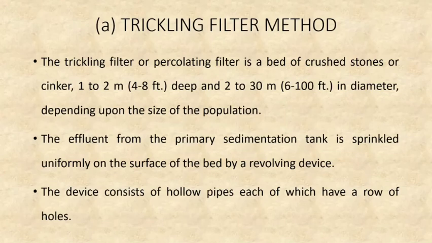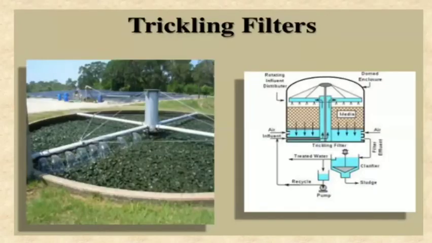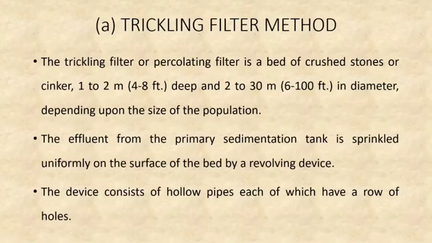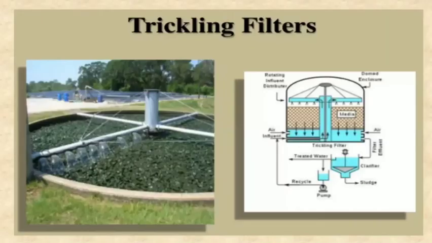Trickling filters are also called percolating filters. It is a bed of crushed stones, 1 to 2 meters deep and 1 to 30 meters in diameter. This is how a trickling filter looks. The effluent from the primary sedimentation tank is sprinkled uniformly on the surface of the bed by a revolving device. This device consists of hollow pipes, each of which has a row of holes. You can see it clearly shown in the image.